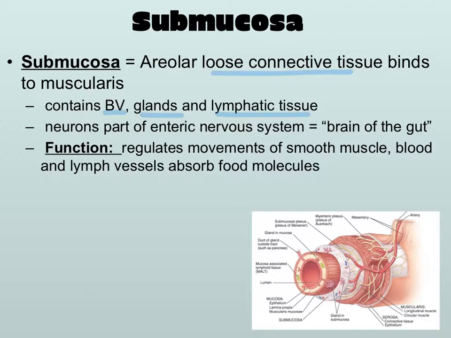It also contains the neurons that are part of what we call the enteric nervous system, the brain of the gut we learned about in the nervous system, which is kind of like its own entity, and it can think and kind of do almost independently of the brain itself. So the function of this, because it's got all of this stuff going on, is to allow the smooth muscle to contract as needed. And then it also is where the blood and lymph vessels are located so that we can actually absorb those food molecules and get them into the bloodstream.